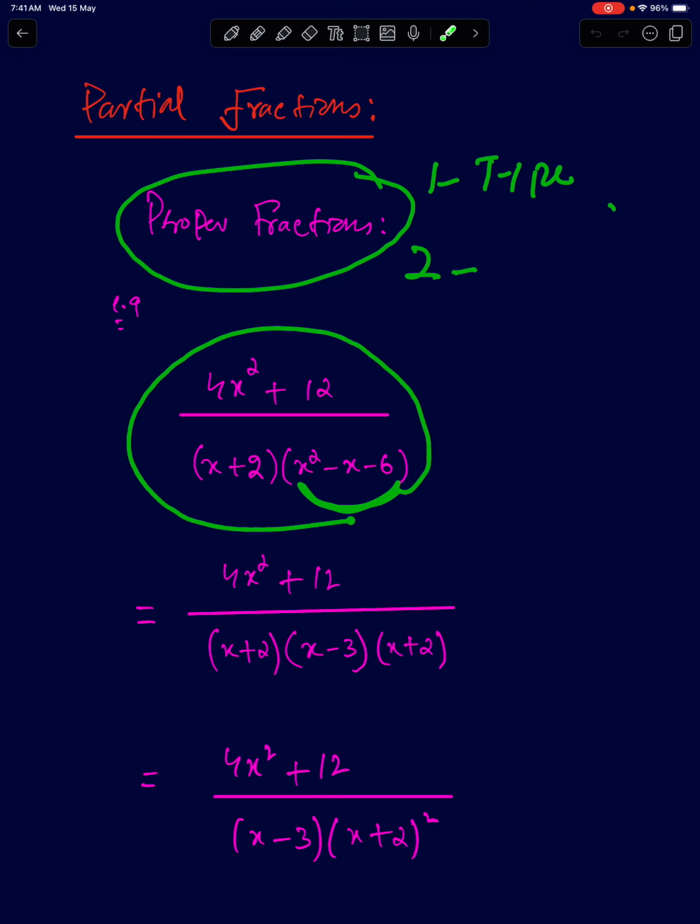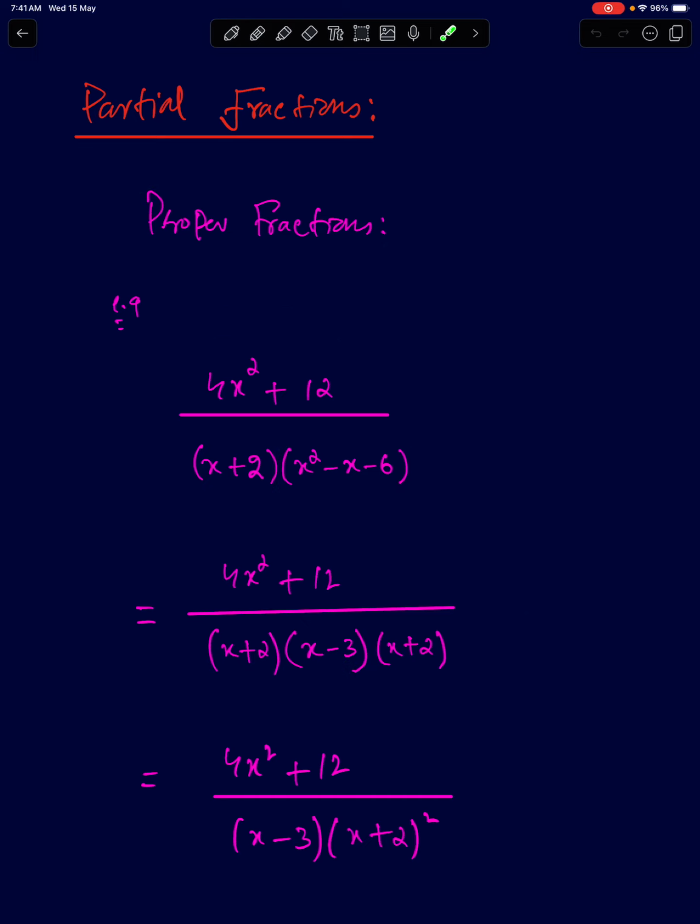Like in this fraction, this factor is not in factorized form. So first factorize it by breaking the middle term. Number three, observe the types of factor in denominator. All factors are linear.